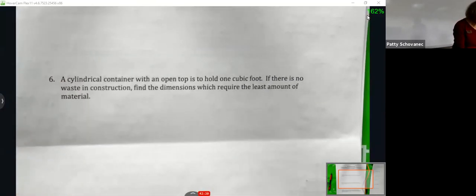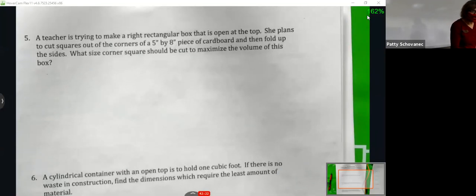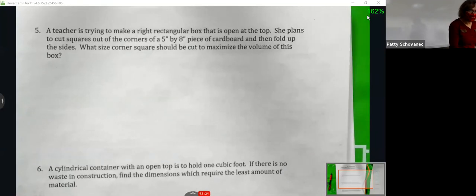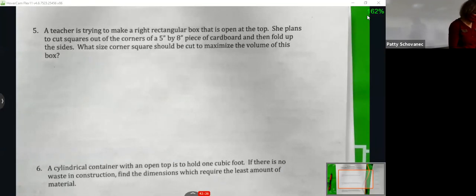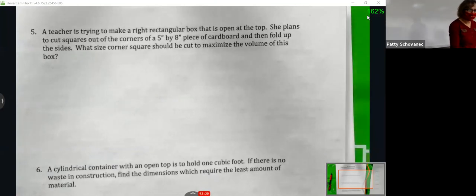We have done problem number 5. This is a carbon copy of the one we did before. So I'm not even going to get you started on it. I'm going to see if you can go all the way through problem 5.